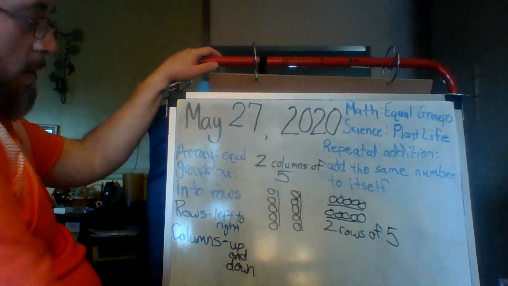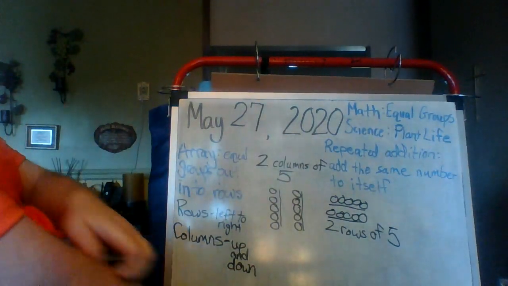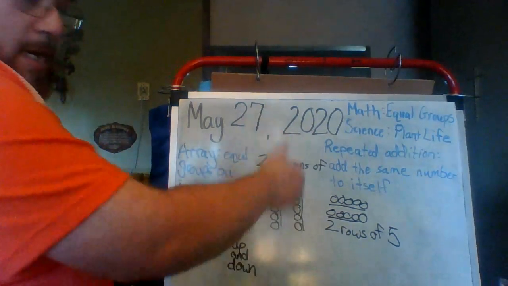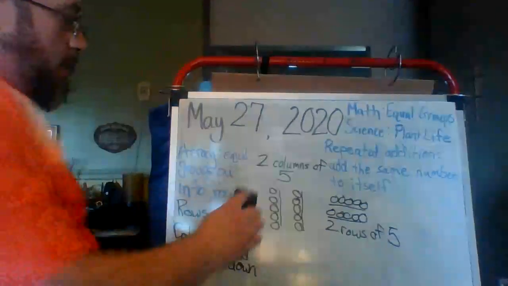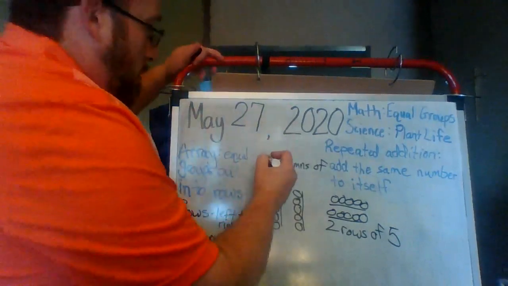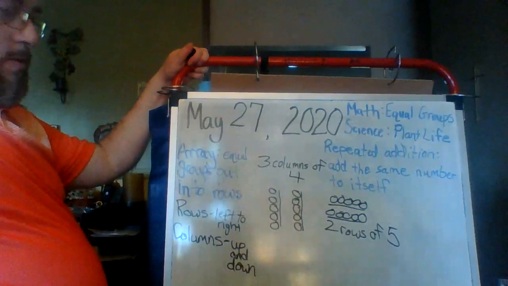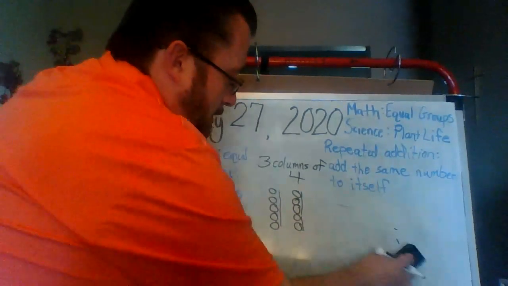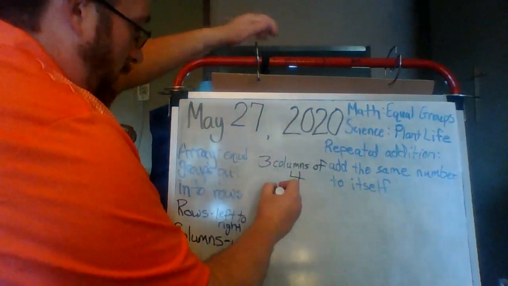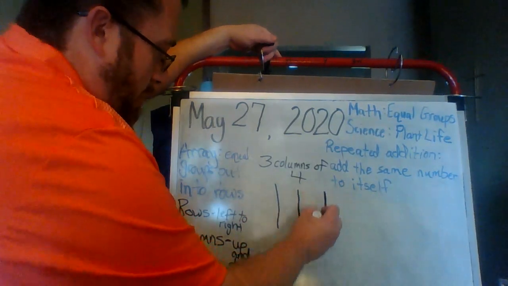Okay? Columns go up and down. Rows go left to right. So when you go to draw a picture of anything with columns, make sure that you draw your lines straight up and down. Let's do another one. This time, let's do 3 columns of 4. Well, I definitely need to change my picture. Columns go up and down. They want me to make 3 columns. I'm just going to draw 3 lines straight up and down.